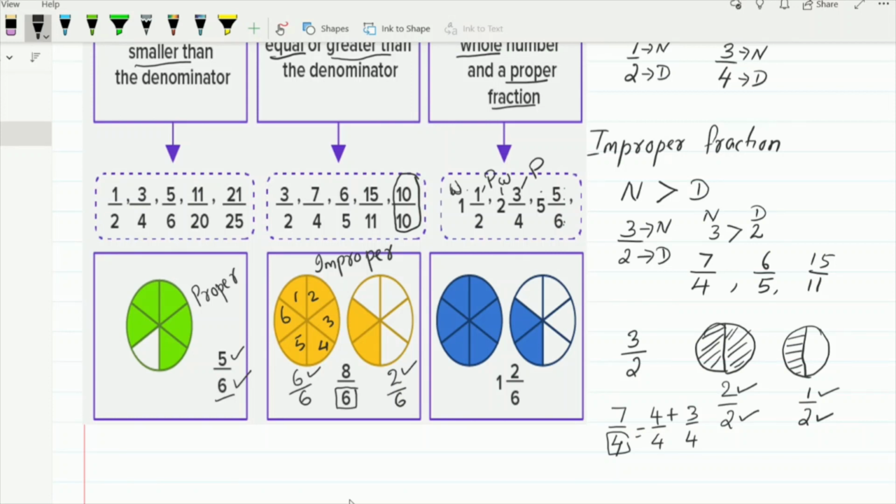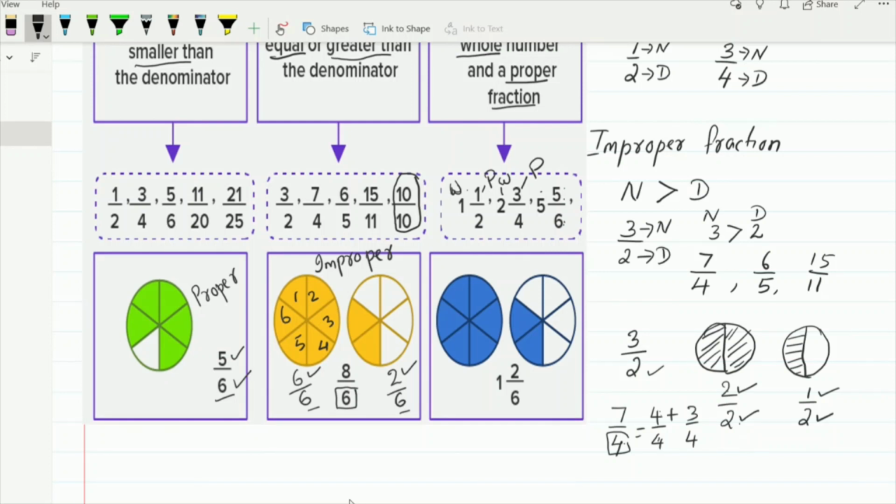Here 6 by 6 and 2 by 6. You can see from all these examples. In the first example, 6 by 6 and 2 by 6: 6 parts is the whole, 6 by 6 is the whole, and 2 by 6 is the proper fraction part we get. Now 3 by 2: what have we done here? 2 by 2. The denominator is the same, no change. First you take the whole with the same denominator, that is 2 by 2, and the next part is 1 by 2. So 2 plus 1, 3 by 2. Now 7 by 4: what is the denominator? 4. So first we take 4 by 4. If it is 6, then 6 by 6.